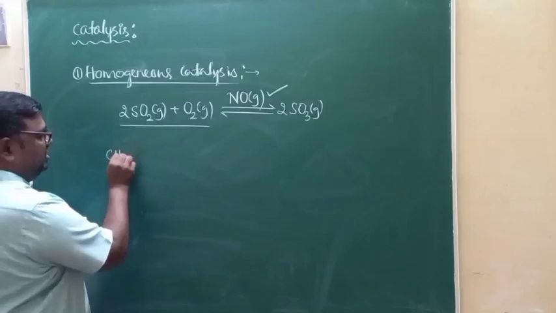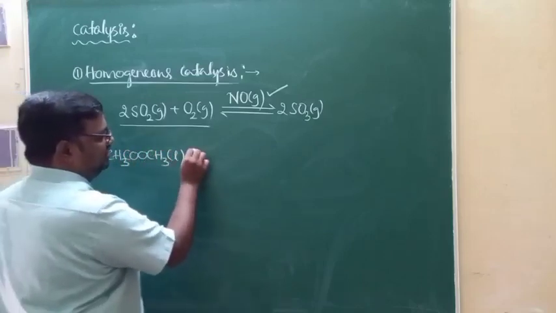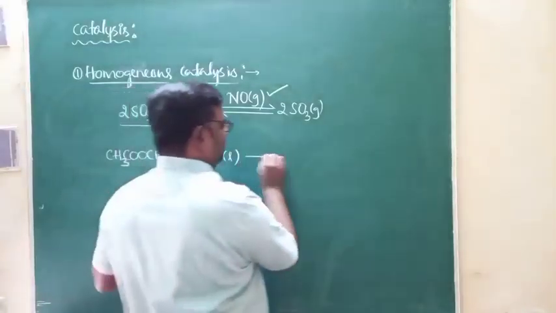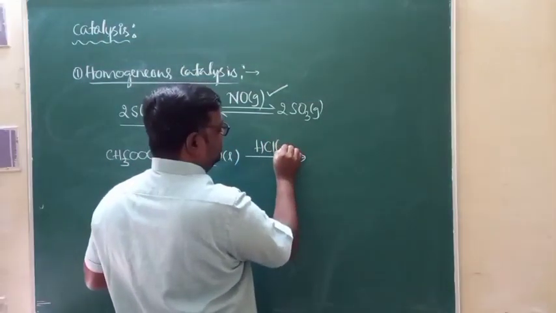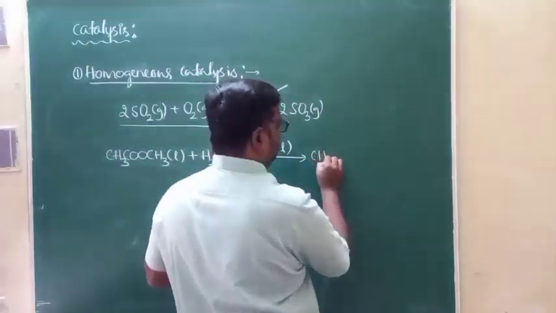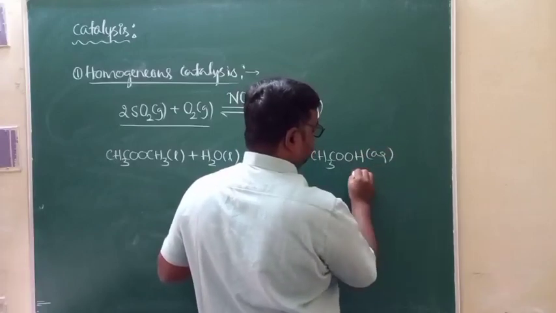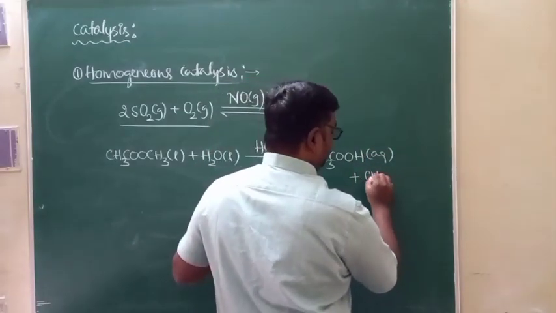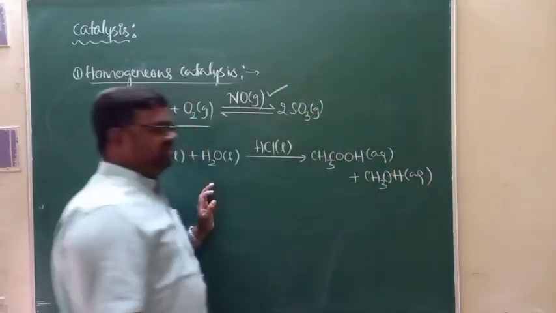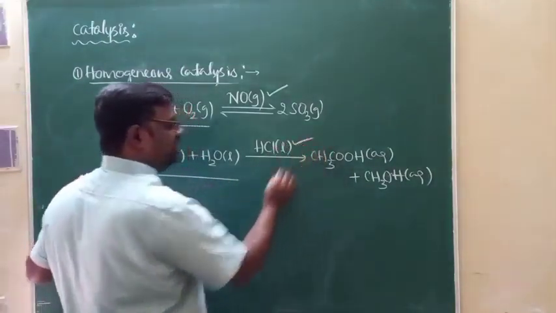Apart from that, in the hydrolysis of methyl acetate, look at this, methyl acetate is a liquid. Hydrolysis can be carried out using water, that's also in a liquid state. And of course, the reaction is carried out in the presence of a catalyst, that is dilute hydrochloric acid, that's also a liquid. That results in the formation of acetic acid, in aqueous medium, that's also a liquid. And along with that, methyl alcohol is formed, also in a liquid state, that is aqueous solution. This is another example where reactants and catalysts are in the same phase.